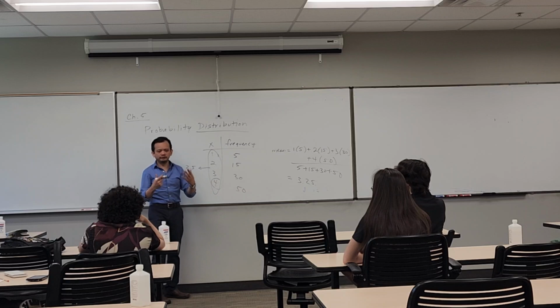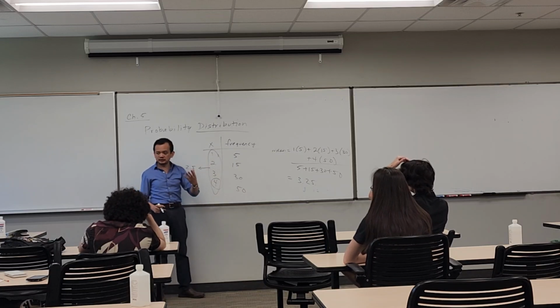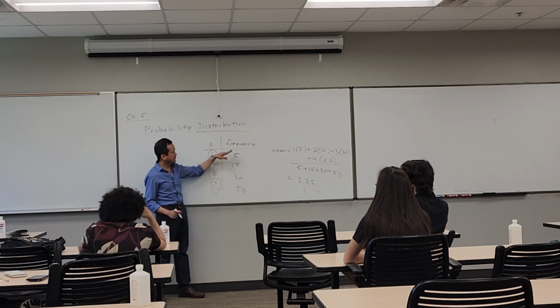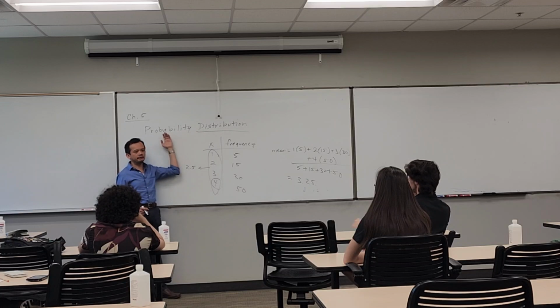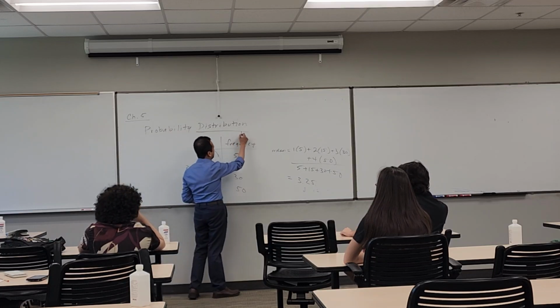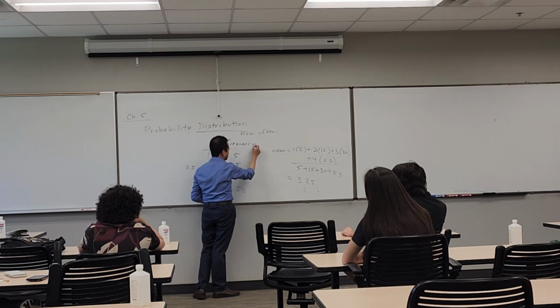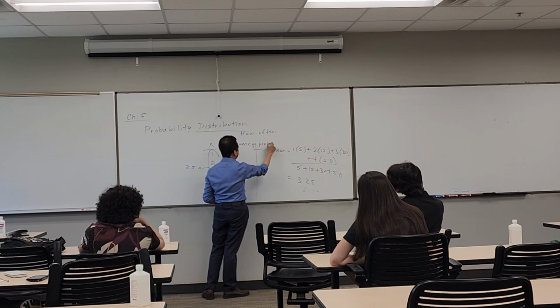Okay, so this is a review. This is if you have a distribution that is specifically a frequency distribution, where you're measuring how often the values occur as frequencies. So in a probability distribution, we're measuring how often the values occur as probabilities.